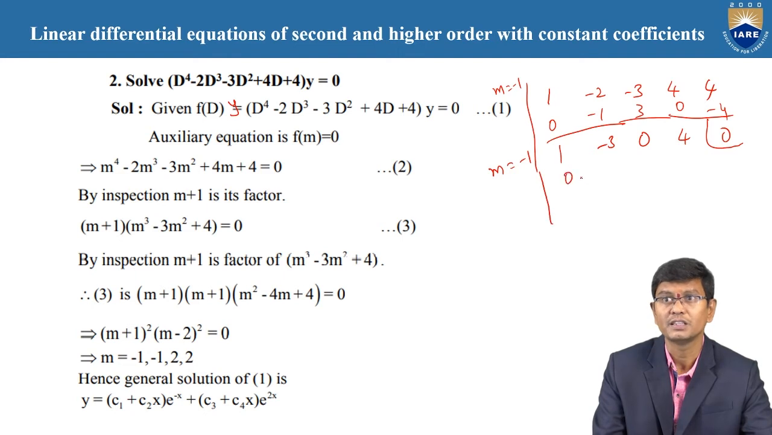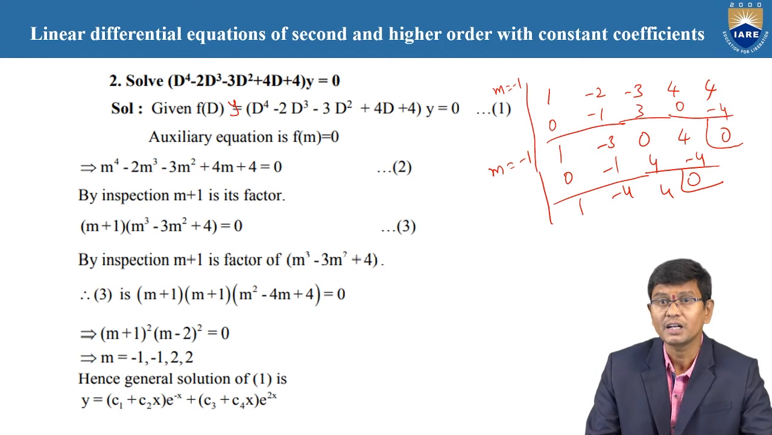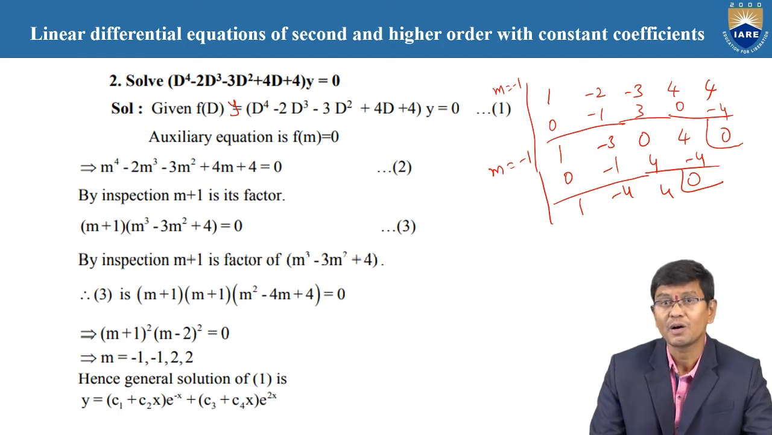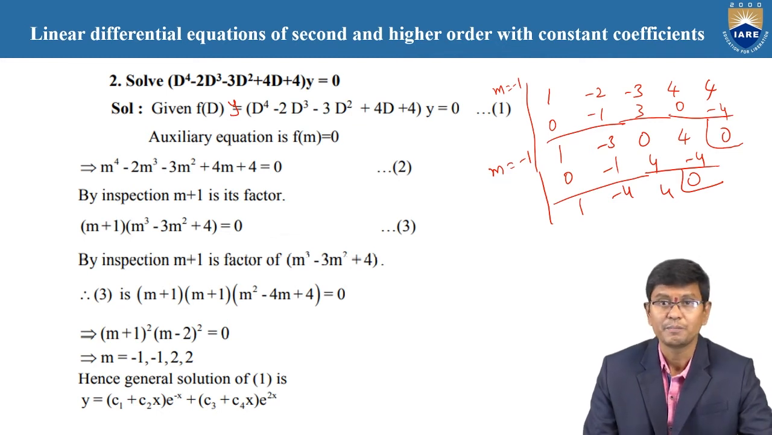Clearly you obtain 1, 0, therefore 1, minus 1, minus 4, 4, 4 and minus 4. Therefore, once again when solving this equation, clearly m is equal to minus 1 is repeated 2 times, and the remaining 2 roots of the equation are also repeated. Therefore, observing here, out of the 4 roots, 2 roots are repeated, and the other 2 roots are another different solution, repeated.